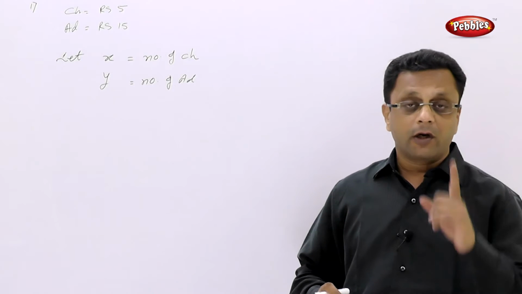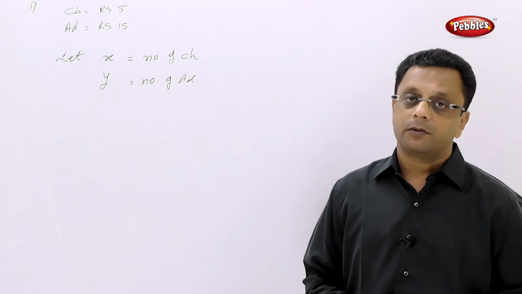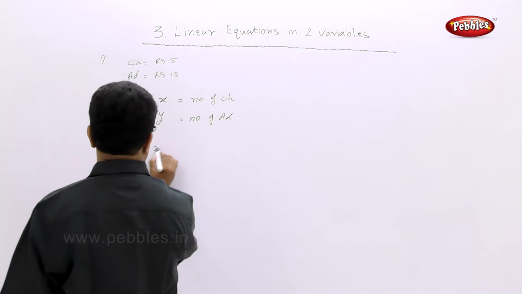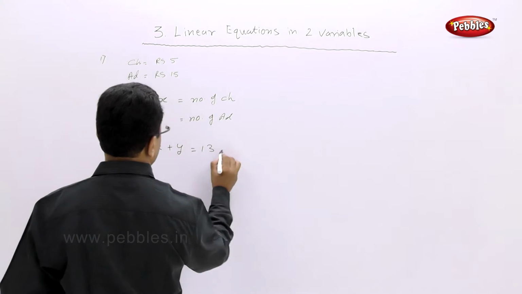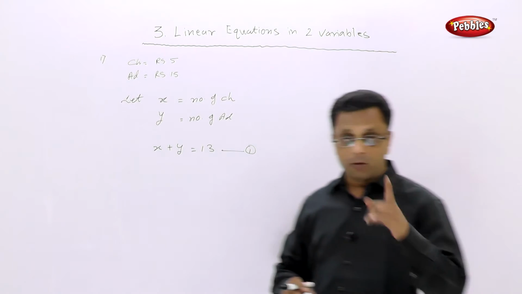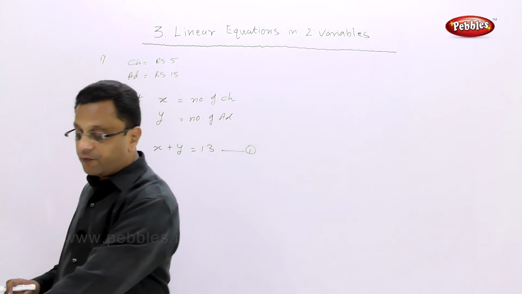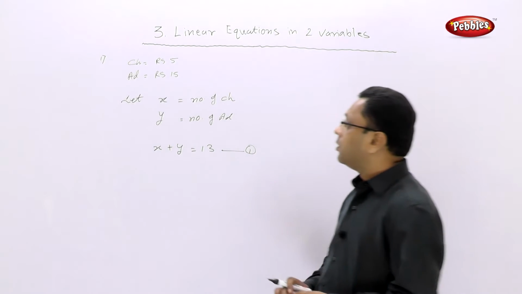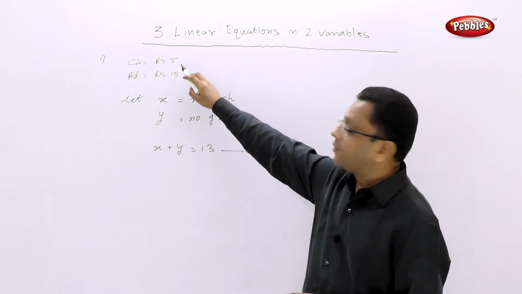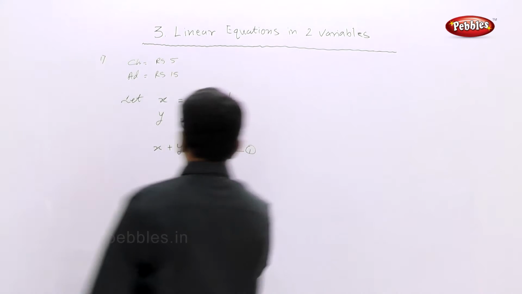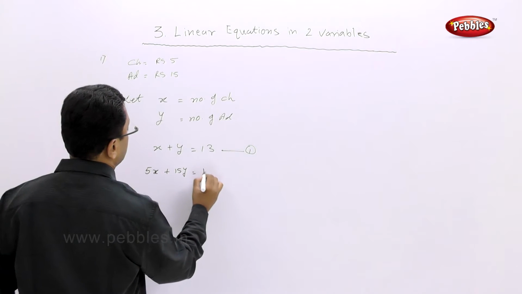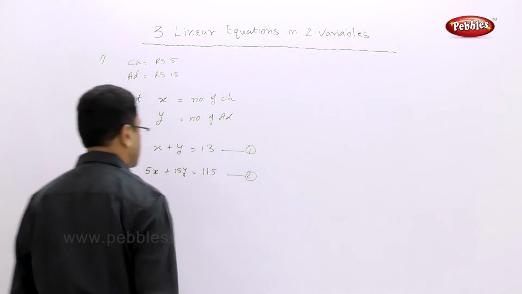A group of 13 people visited the exhibition, means children plus adults were 13. So we have x plus y is equal to 13. This is the first equation we get, right? And for entering into the hall, how much they paid? They paid 115 rupees. Now for children the cost of ticket is 5 and for adult the cost of ticket is 15. So the second equation we get is 5x plus 15y is equal to 115.